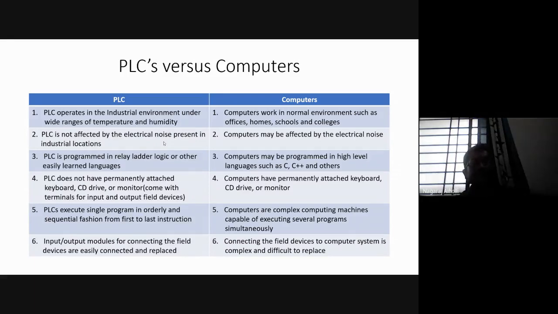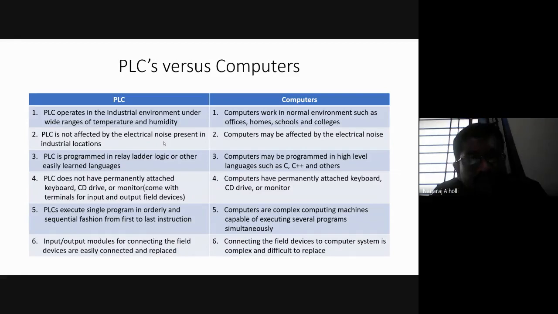Then the ladder diagram, we are very much clear about that. For PLCs, we are using ladder instructions or the ladder rung diagram, whereas for computers, we use other languages such as C, C++, Java, Visual Basic, all those different languages. Then, as I told earlier, PLCs do not have a permanently attached keyboard or monitor or CD drive, whereas computers have a permanently attached keyboard, CD drive or monitor.